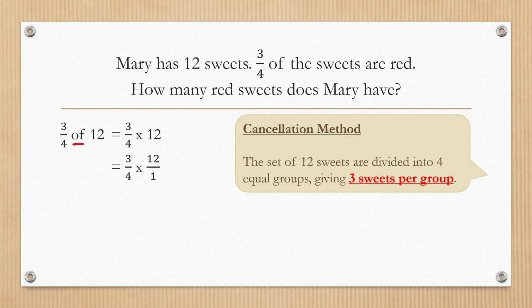So what I want to explain first is what the cancellation method means. The two numbers that we're going to look at now are 12 and 4. When we're using the cancellation method, we are trying to put the 12 sweets into equal groups of 4. So when I'm dividing the 12 sweets into groups of 4, it would give me 3 sweets per group. So I'm going to go ahead and divide both by 4. So 12 divided by 4 would give me 3, and 4 divided by 4 would give me 1. Again, we are trying to see how many groups of 4 we have.